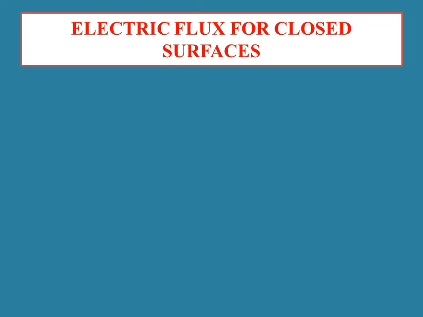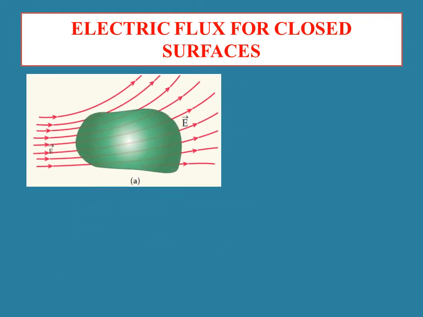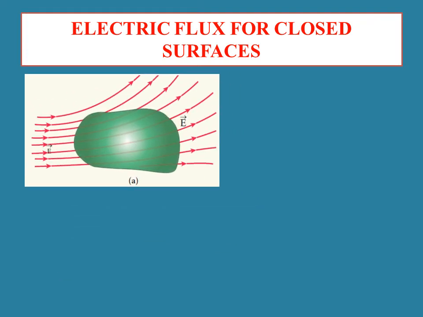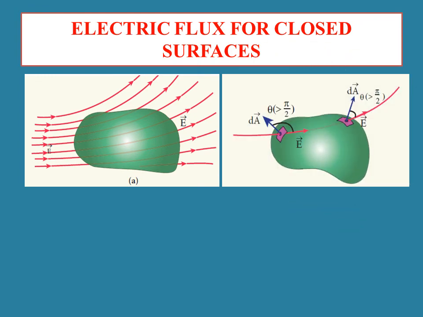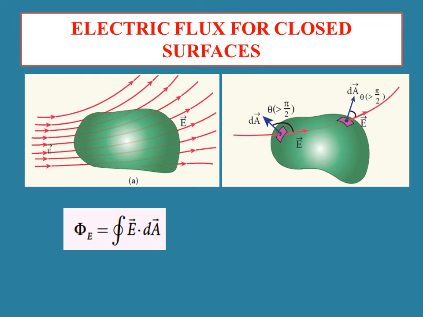The next one is electric flux for closed surfaces. Suppose you have a closed surface and you're going to find the electric flux for such a closed surface. Suppose you consider a closed surface in the region of a non-uniform electric field. Then the value of the flux is written as a closed integral of E vector dot dA vector.